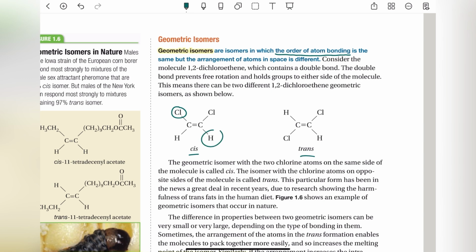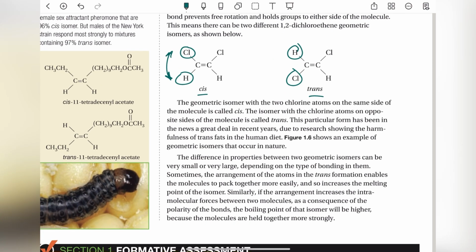So there's a chlorine atom here, but a hydrogen atom here, and then a hydrogen. So these two were swapped. You see? These two are geometric isomers of each other. The geometric isomer with the two chlorine atoms on the same side of the molecule is called cis, and the isomer with the chlorine atoms on opposite sides of the molecule is called trans. This particular form has been in the news a great deal in recent years due to research showing the harmfulness of trans fats in the human diet.